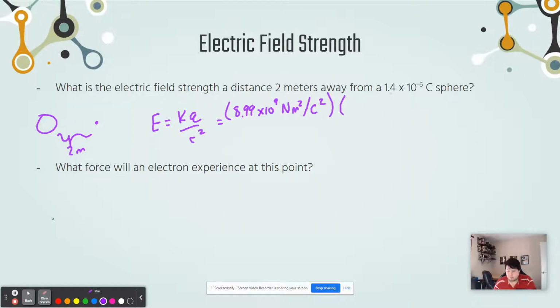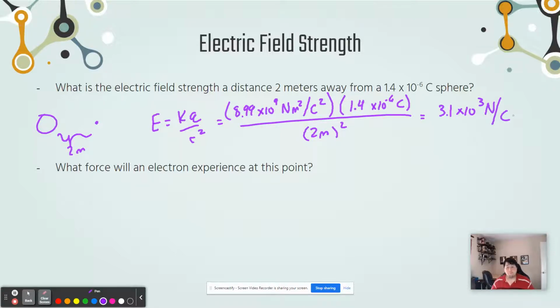I know the charge of my sphere, 1.4 times 10 to the minus 6th coulombs. And then lastly, on the bottom, I have the distance, and I'm going to put that in and square it. So just 8.99 times 10 to the ninth times 1.4 times 10 to the minus 6th divided by 2 squared. When I do that, I get 3.1 times 10 to the third newtons per coulomb.